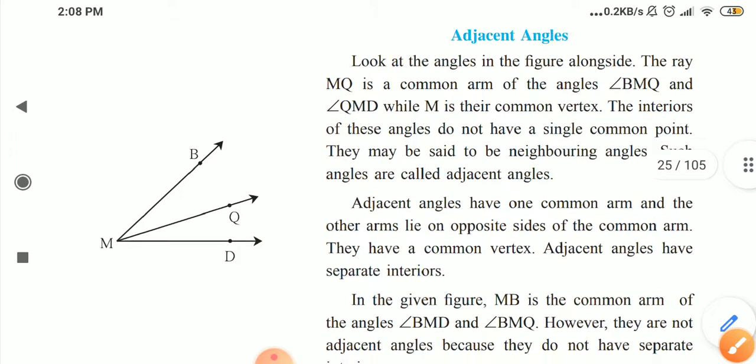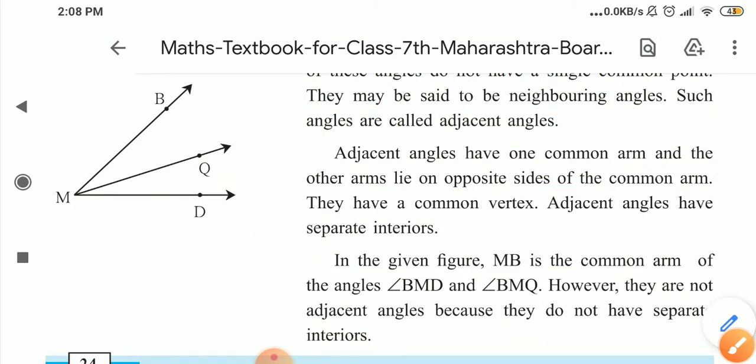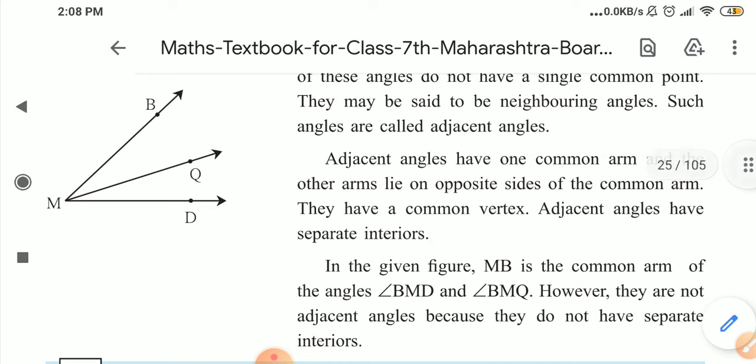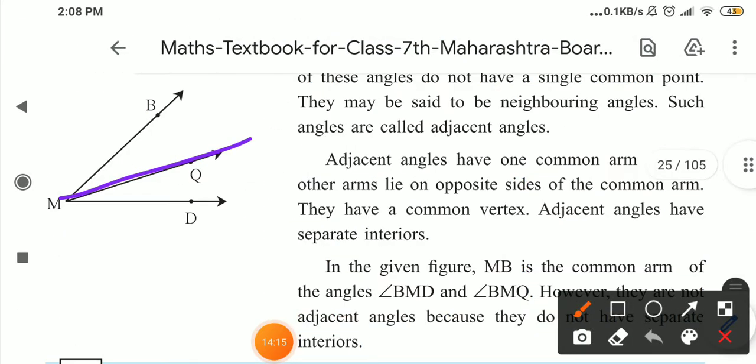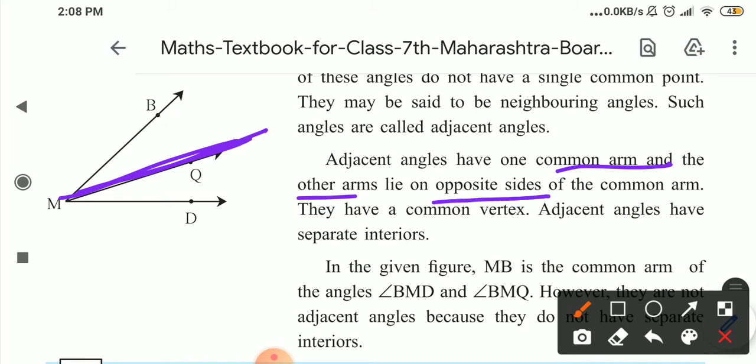Okay, just now I gave you the house example. There also our neighbors are adjacent to us. If you keep that in your mind, then this concept is clear for you. Adjacent angles have one common arm. Just now I told you, in between 2 houses, when we are living on the main road, there is a common wall. Similarly, in between 2 adjacent angles there is one common arm, and the other arms lie separately, that means the remaining 2 arms.